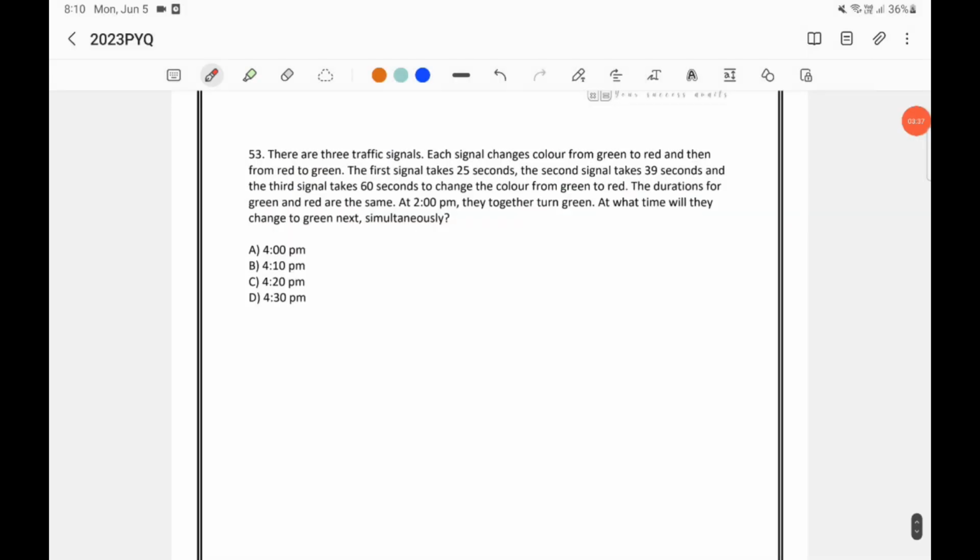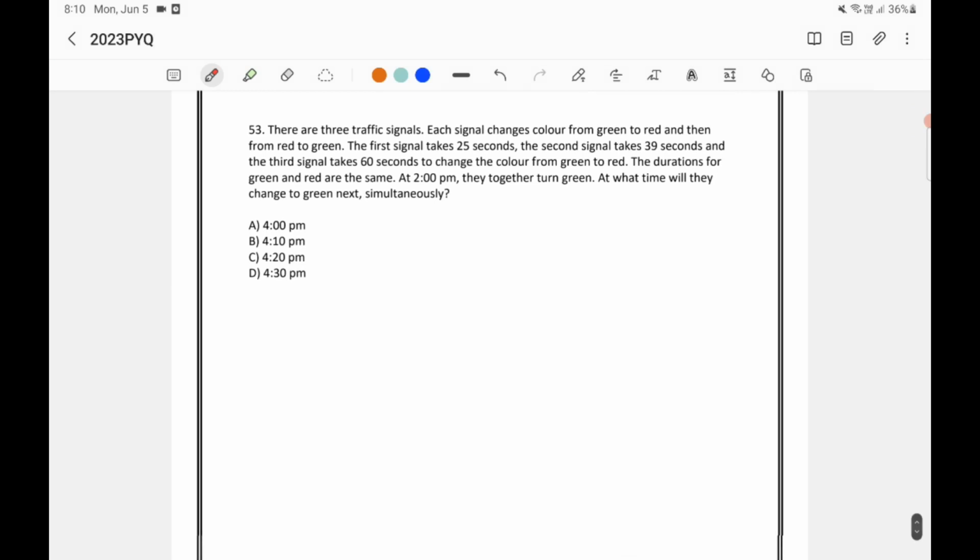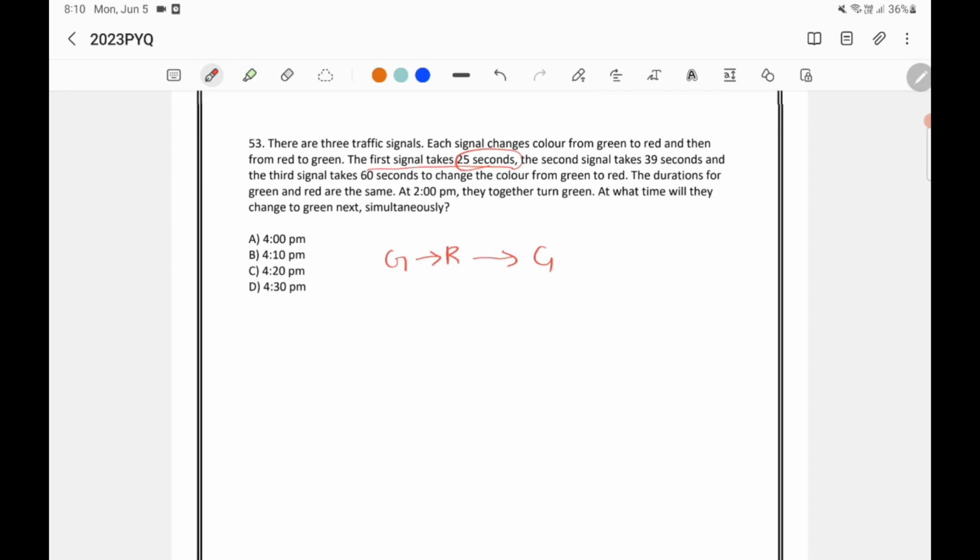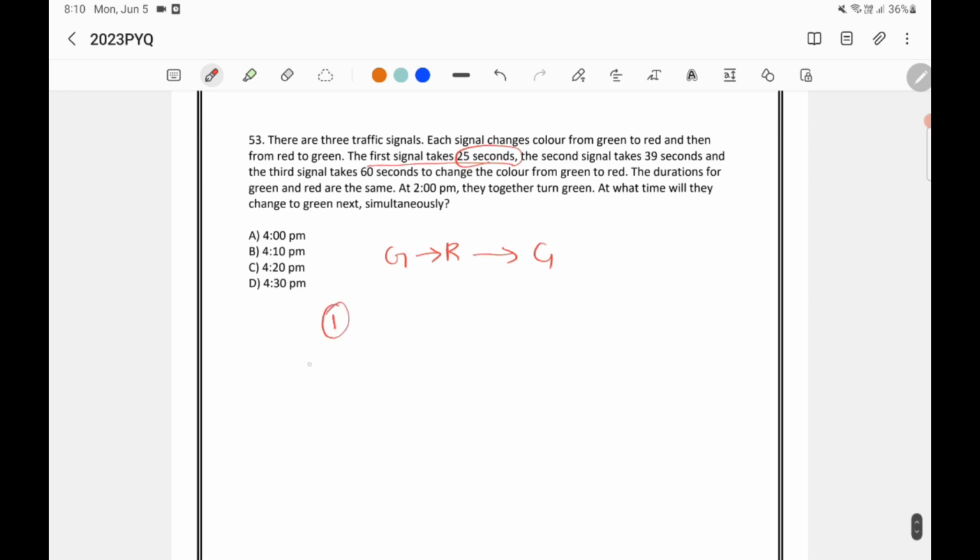Okay. So now let us look into the final question of quantitative and reasoning part. So there are 3 traffic signals. Each signal changes color from green to red and then from red to green. Okay, first it's green to red and then again, this red will become green. So the first signal takes 25 seconds. Second signal takes 39 seconds. And the third signal takes 60 seconds to change the color from green to red.